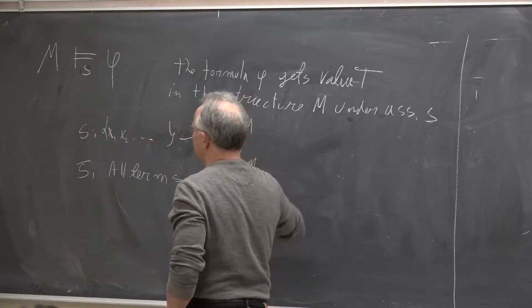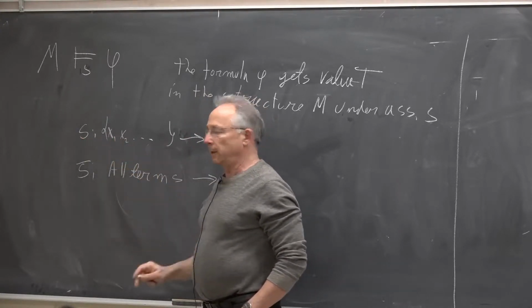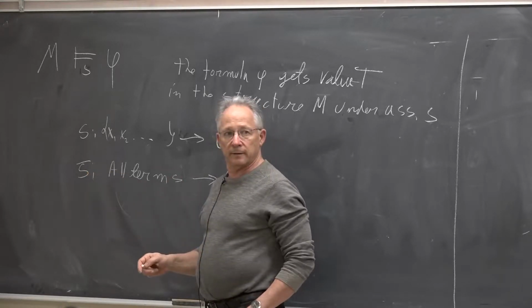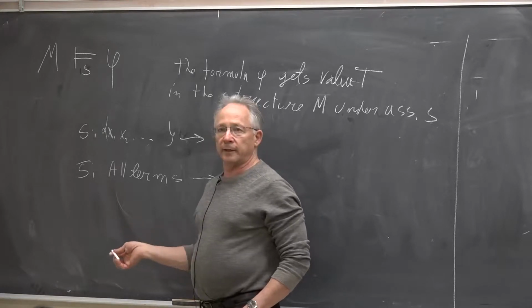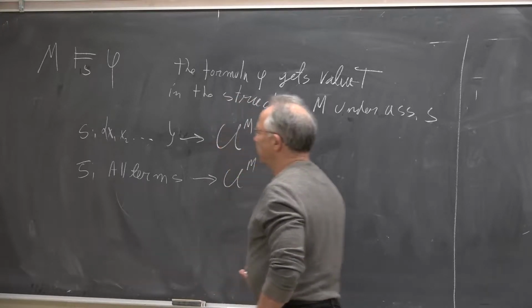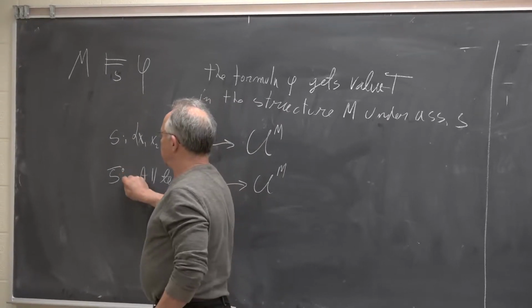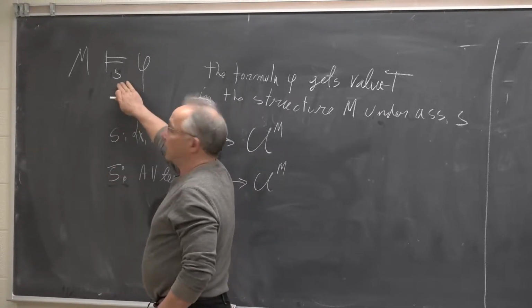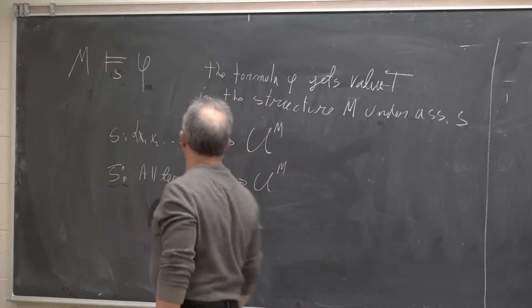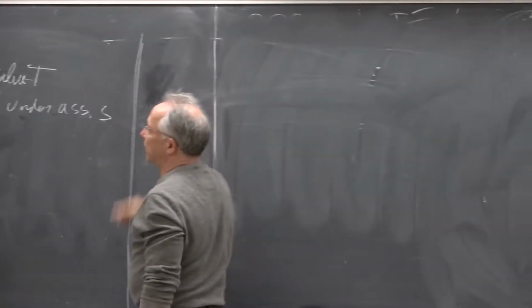So S hat goes from all terms to U of M. S tells me the interpretation of each variable, and S hat extends it to the interpretation of all terms. So I will talk about S of x and S hat of t. But when we want to talk about the formula, I don't use this notation of S hat, but I use this notation: a structure M. That's the first thing.